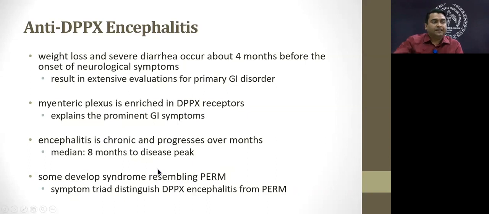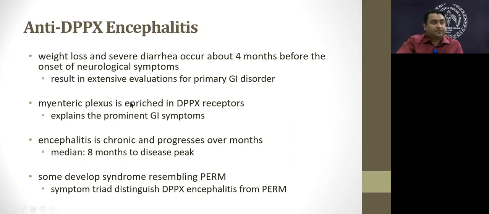The weight loss and severe diarrhea typical of DPPX encephalitis usually occur about 4 months before the onset of the neurological symptoms. This is where such a patient, because of the initial GI presentation, can undergo extensive evaluation looking for a primary GI disorder, with a subsequent neurological syndrome still pending.